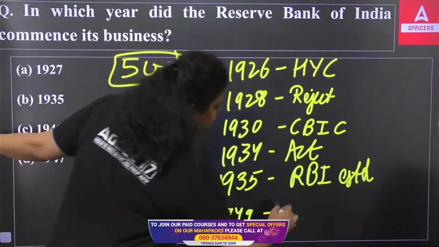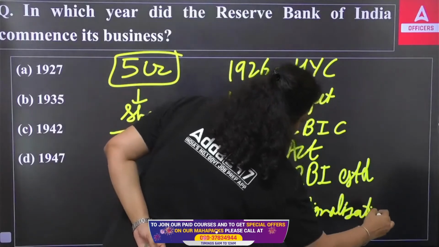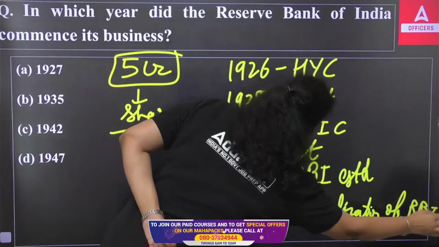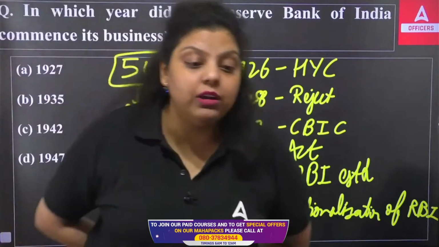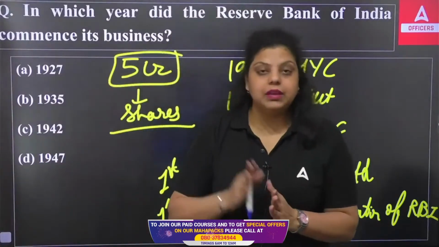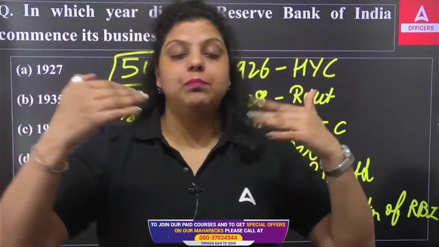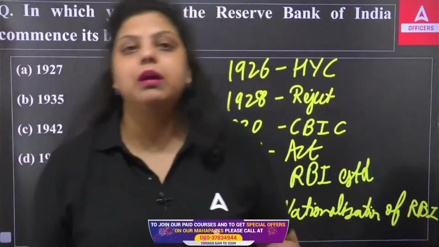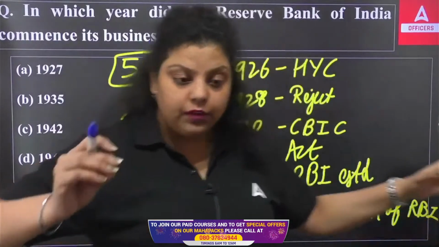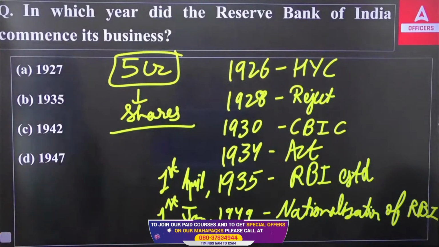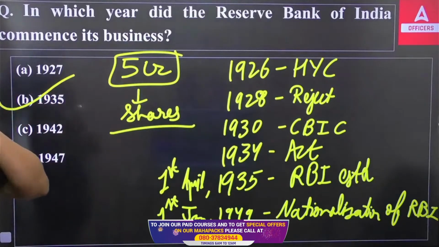And then on 1st of January 1949, nationalization of RBI was done. Why was it done? RBI is the central bank of the country. It had the ownership of the public, like a person like me and you was the owner of the RBI because we had purchased the shares. So that's why Government of India purchased 100% shares of the RBI. And after doing that, RBI became the government's bank on the 1st January 1949. So RBI started its business in the year 1935.